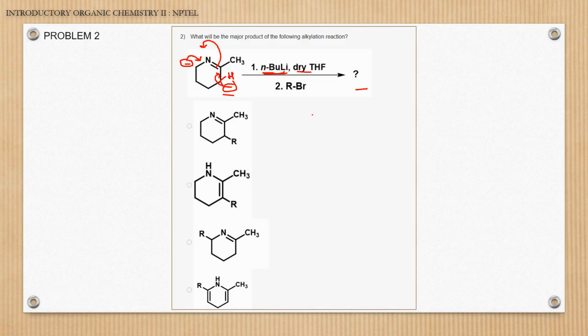Can anyone respond, please? Is it clear to all of you why the deprotonation is taken from the HB position rather than the HA position? Am I audible?